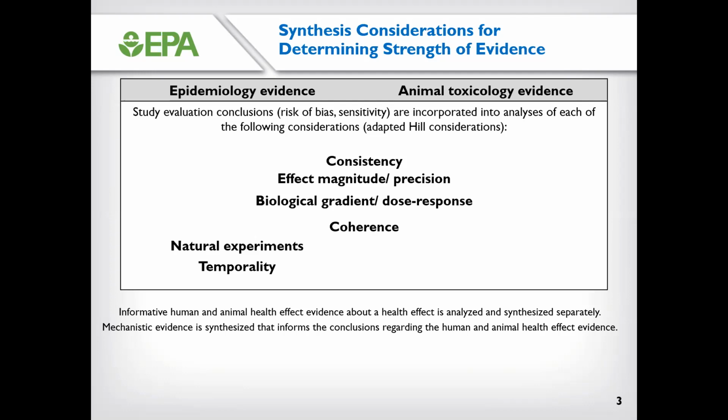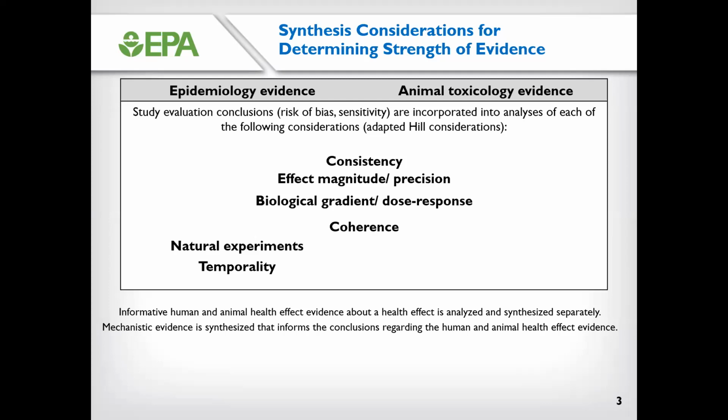So we think about consistency, effect magnitude and precision, biological gradient or the dose response that's observed in the study, coherence across related outcomes. And then for epidemiology evidence, we also think about natural experiments if they are available, not that often, but sometimes, and temporality. And then we also think about mechanistic evidence within each of these two streams if it's relevant to assessing these considerations. There are other steps where we also think about mechanistic evidence.